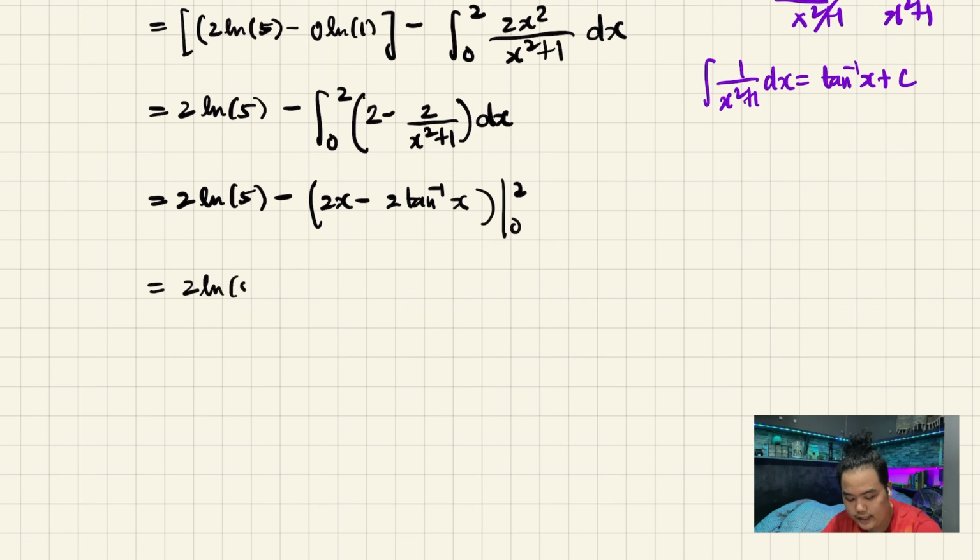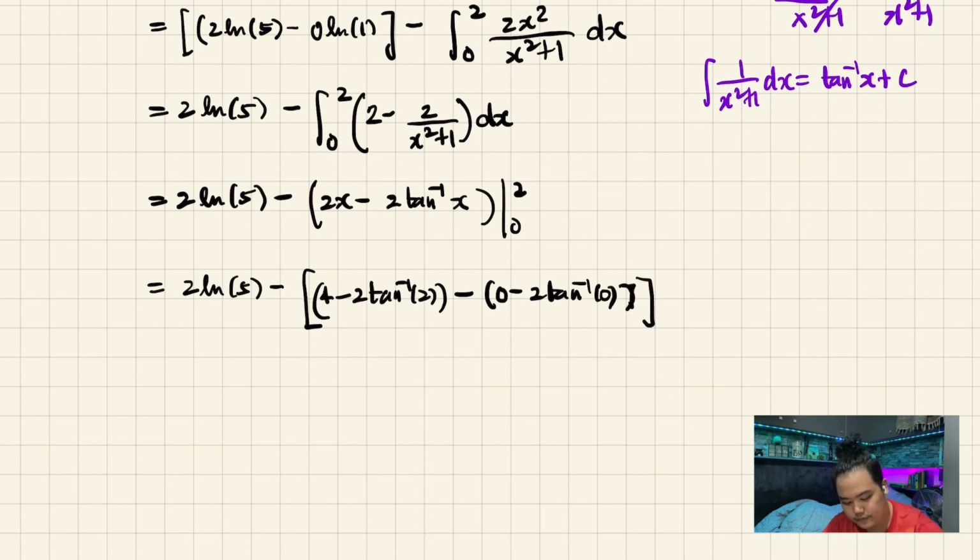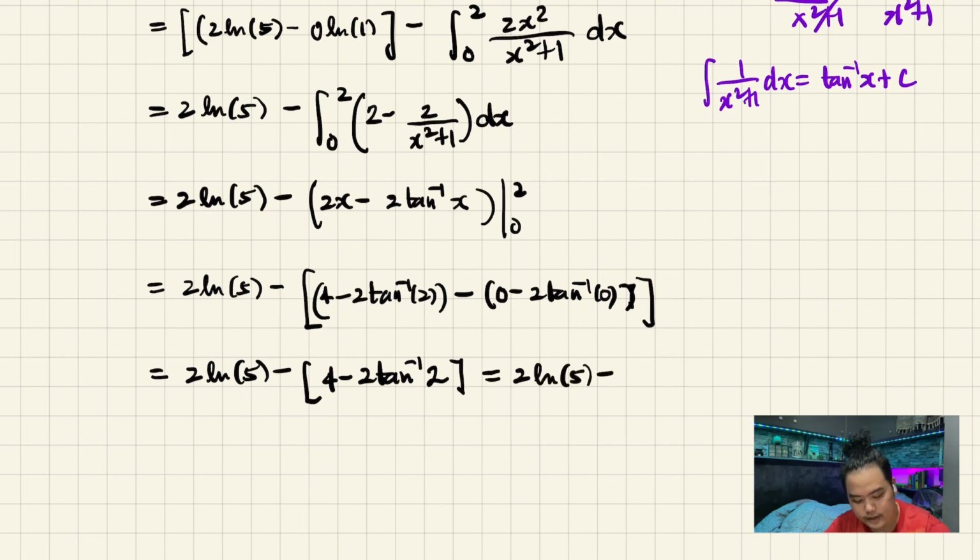Makukuha natin 2 ln of 5 minus, plug in natin si 2. We get 4 minus twice ng tangent inverse ng 2 minus 2 times 0 minus twice ng tangent inverse 0. So the answer is 2 ln of 5 minus 4 minus twice tangent inverse ng 2. This is 0 and this is 0 because tangent inverse 0 is 0. At yan. Or kung gusto nyong i-distribute yung minus sign, you get, magiging plus twice tangent inverse 2 minus 4.